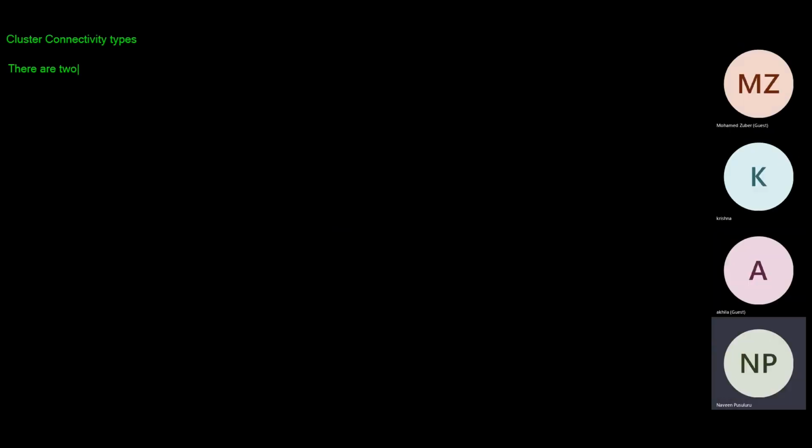let's talk about the cluster connectivity. Cluster connectivity types. Okay. Generally, in cluster mode, there are two ways to connect the controllers in the cluster. You can call it a cluster architecture or something.